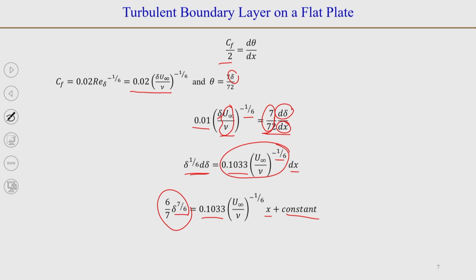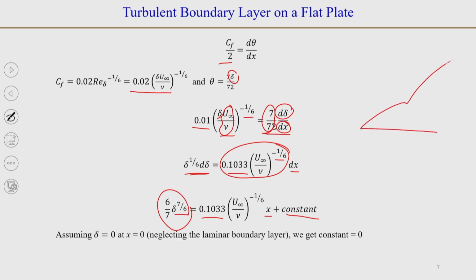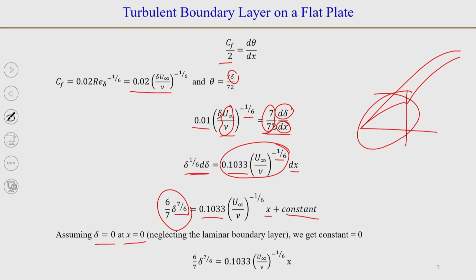So, a gross assumption probably has been made, but that is neglecting the laminar boundary layer over a leading edge. So, the assumption is that when you talk about turbulent boundary layer, in a certain region there is a laminar flat plate. So, it does not start at x is equal to 0, but what we assume here is that this turbulent boundary layer starts from x is equal to 0 itself. So, that is the assumption that at x is equal to 0, delta is equal to 0. So, that will be 6 by 7 delta raised to the power 7 by 6. So, this constant basically becomes 0.